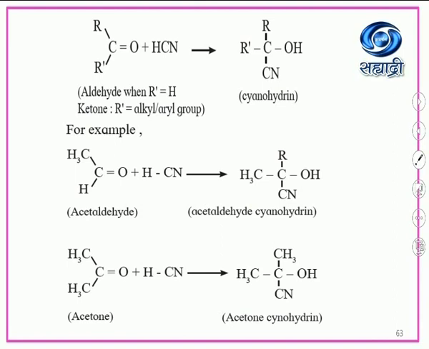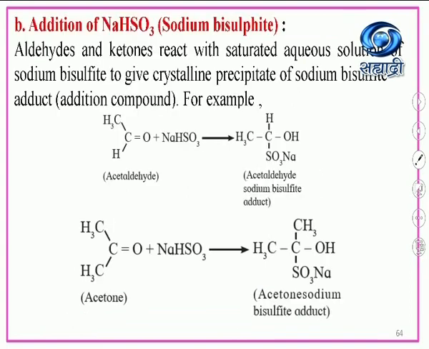For example, we'll see the example with acetaldehyde, CH3CH double bond O plus HCN. So directly addition takes place over here. You will get CH3 C bond OH bond CN. That is acetaldehyde cyanohydrin. Another example with acetone, that is a ketone, CH3 C double bond O C bond CH3, plus HCN. Addition will take place here, and you will get CH3 bond C bond OH, bond CN and bond CH3, that is acetone cyanohydrin. So addition of HCN takes place in this way.